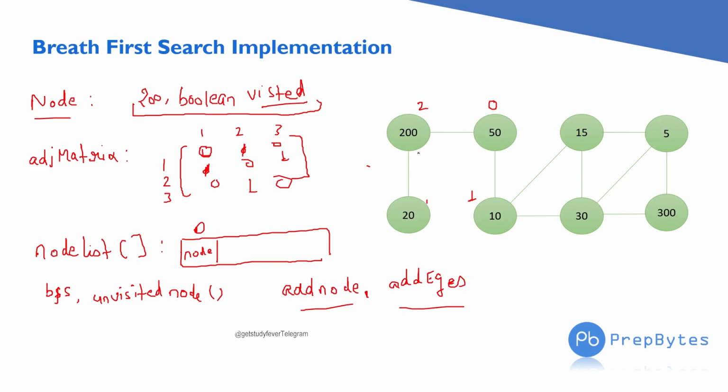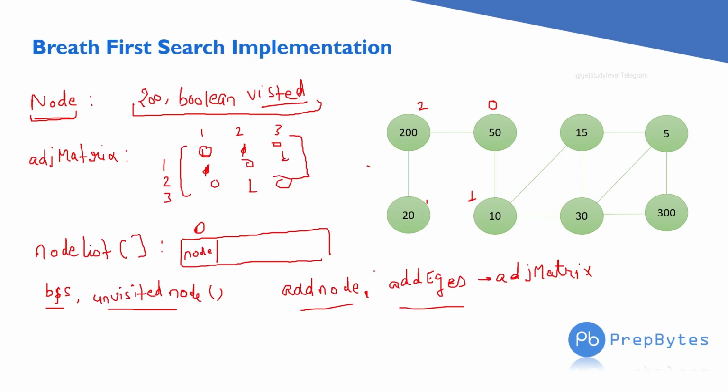For example, the neighbors of 20 are 200, and the neighbors of 200 are 20 and 50, correct? So add edges will contain the adjacency matrix. Fine. Because of the edges we know who the neighbors are, and the adjacency matrix keeps track of the neighbors, correct? So all these things will be there in our program. We'll create a class node. Fine. We'll have a main class. We will also have a graph class that will contain these methods, that is BFS, unvisited node, and some other methods that we will use, and these are the important aspects of that graph class, correct?